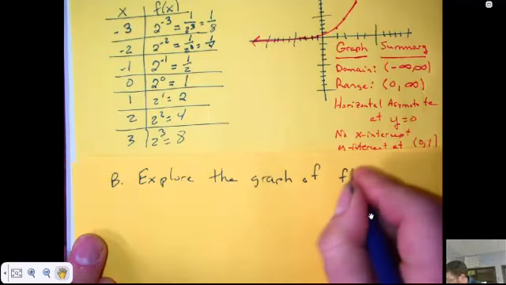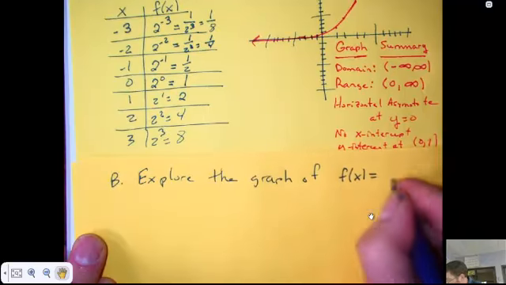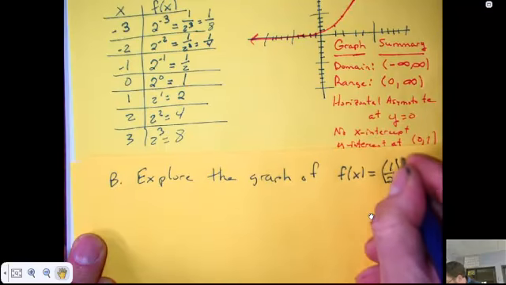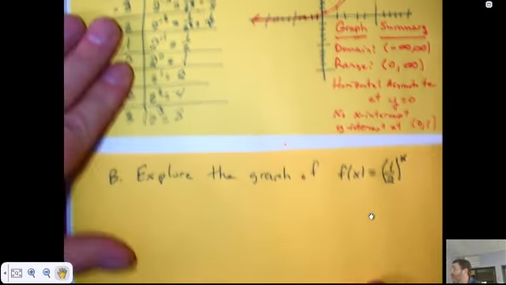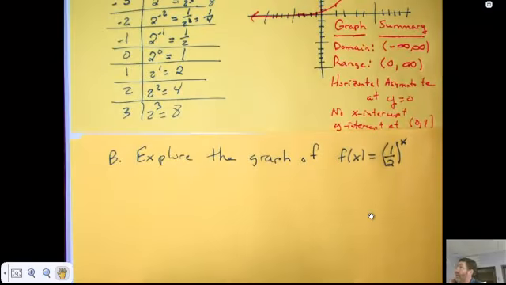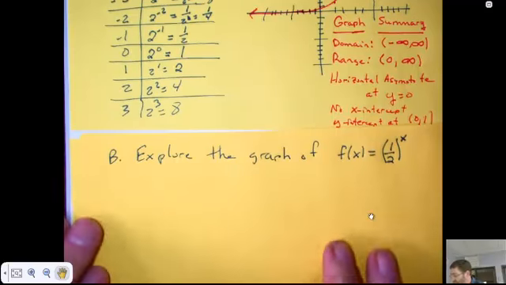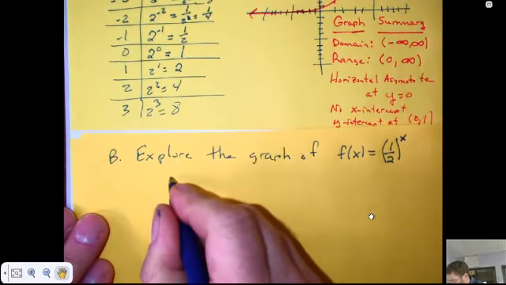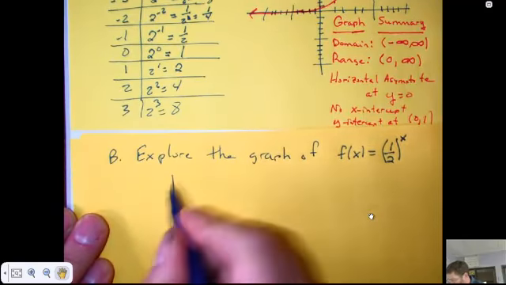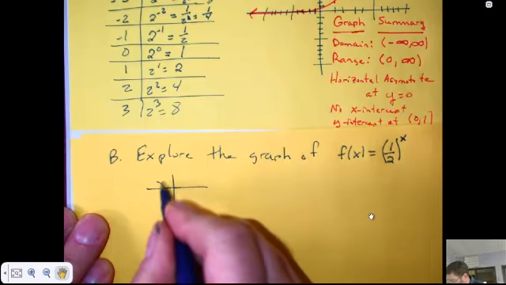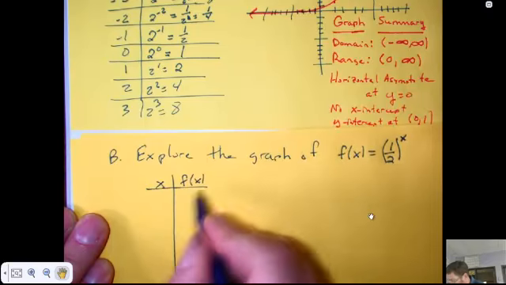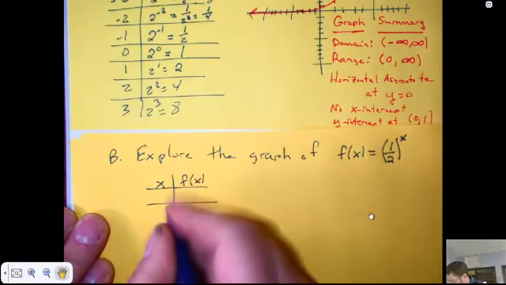This time I'm going to do f of x equals a half to the x. That's pretty easy. So same idea. Let's just plot some points and look at what the graph is doing. Here's x, f of x. Let's start at negative 2, just to make it a little quicker.